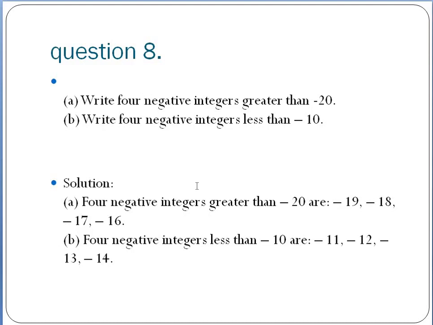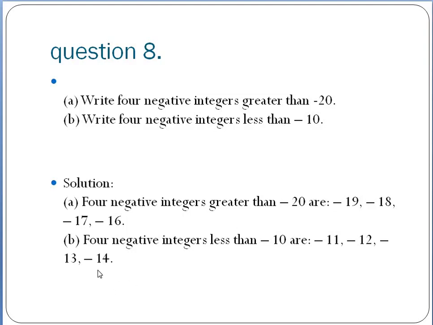Question number 8. Write 4 negative integers greater than minus 20. Greater than minus 20, that is, you have to move toward the right hand in the number line. So on the right hand you will have minus 19, minus 18, minus 17, minus 16. These are all greater. You can write other numbers also. Minus 15, minus 14 you can also write, and minus 10, minus 9. They are also greater than minus 20.